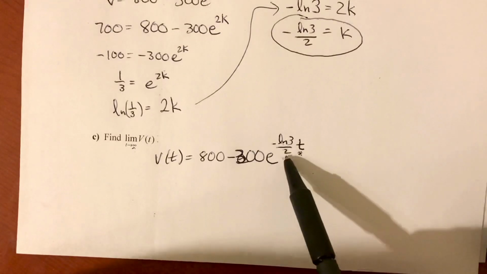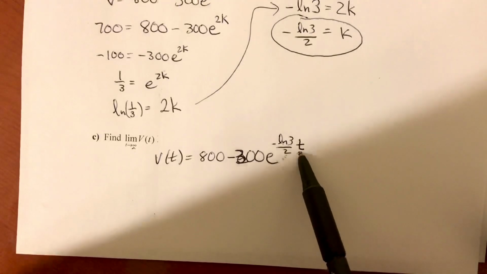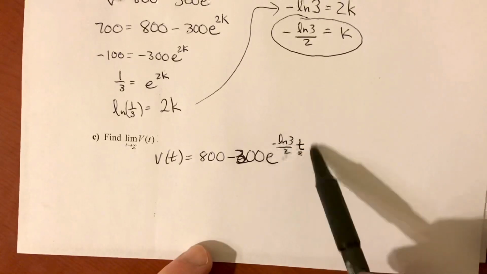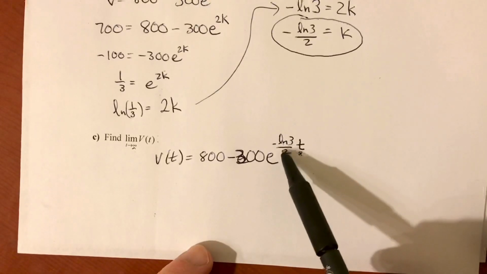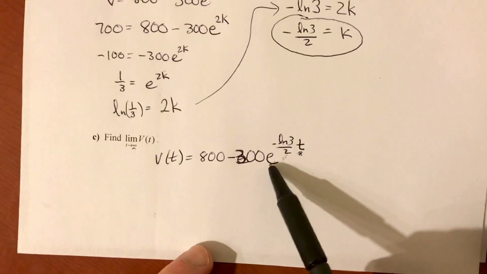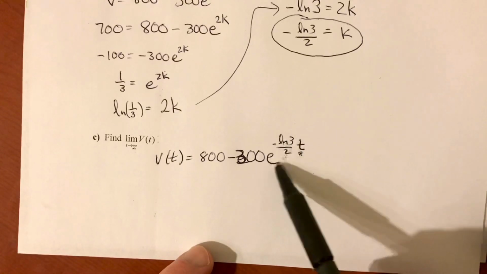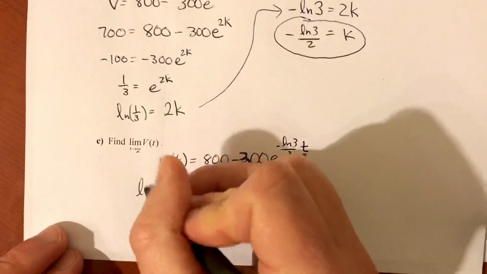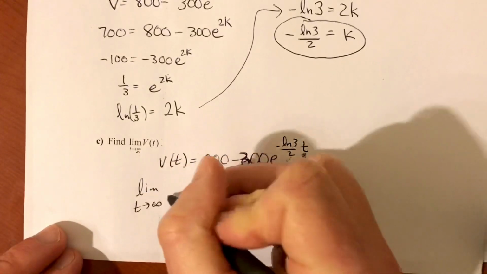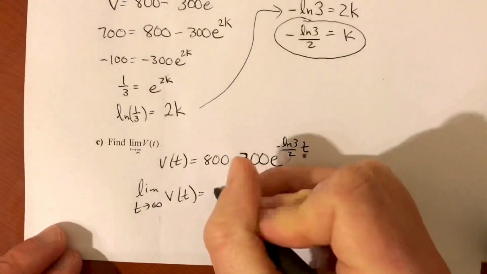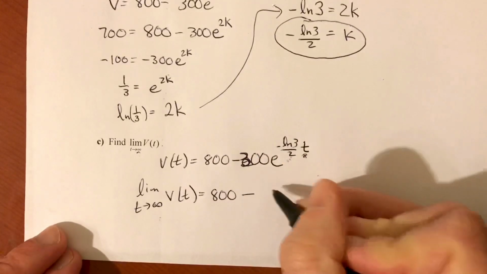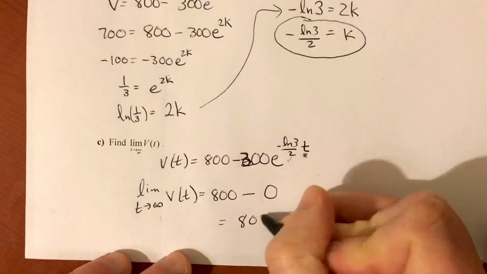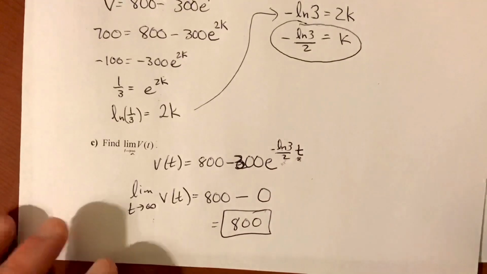So this is a negative number being multiplied by, say, 1,000,000 years. Then you're going to get an extraordinarily big negative. And e to the negative millionth is 1 over e to the millionth, which is practically 0. It's getting infinitely close to 0. And so 0 times this is going to give you 0. So you're basically going to be doing 800 minus a negligible amount, practically 0. And so you're going to get 800 as the answer. So the limit does exist.